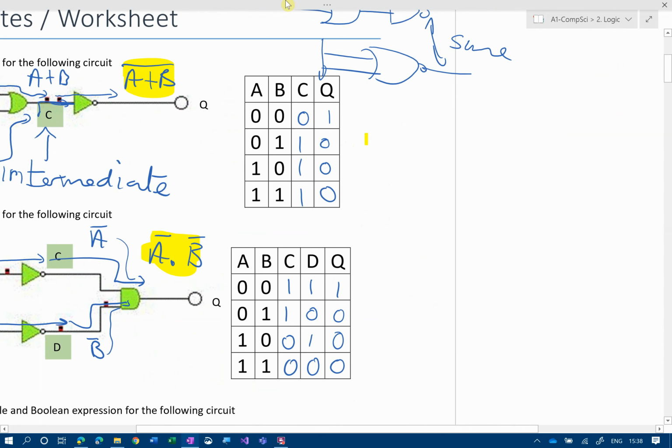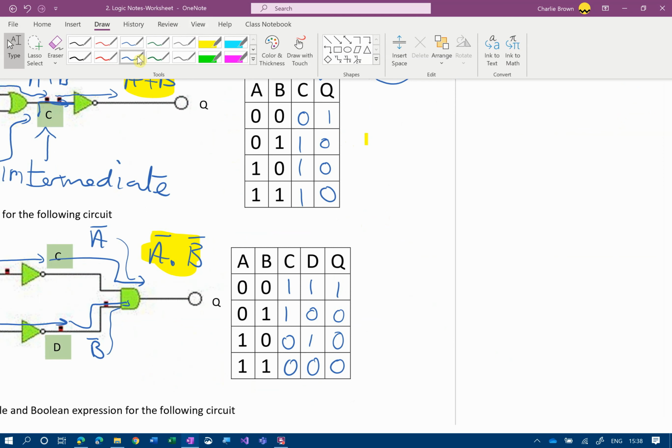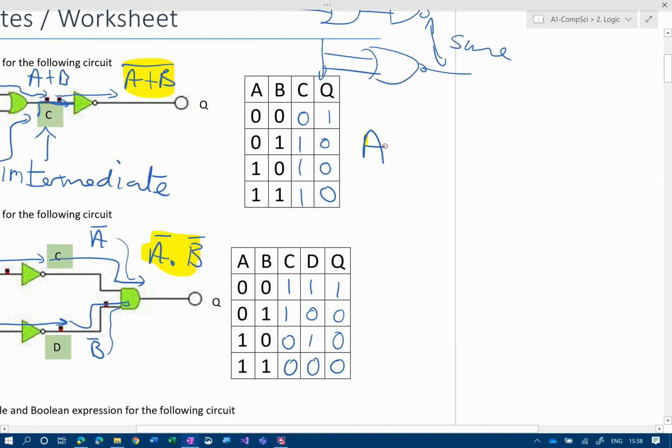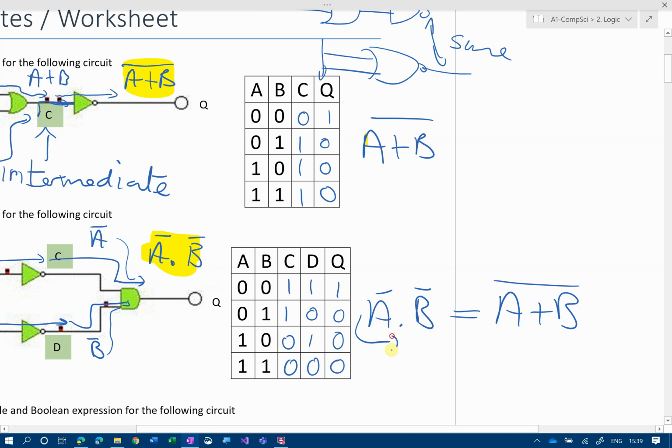Now you may have noticed that this is the Boolean expression for this circuit, and that's the Boolean expression for this one. You notice the actual outputs are the same. So what we can deduce is that NOT A AND NOT B is the same as NOT (A OR B). Don't forget the NOT there. They're the same, and that, which we'll come back to later, is something called De Morgan's law.